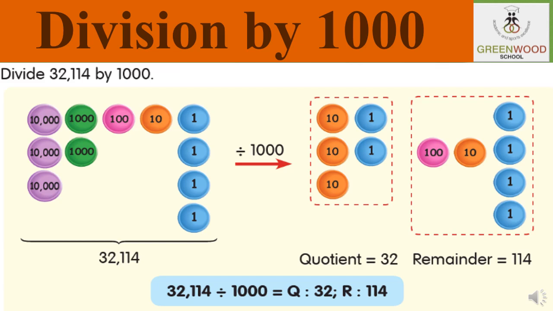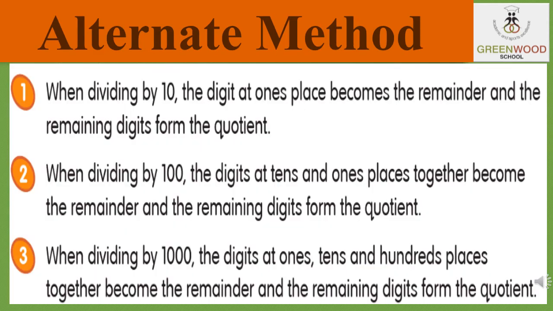Now look at 10,000 and 1000. When 10,000 gets divided by 1000, 3 zeros get cancelled, so it becomes 10. And when 1000 is divided by 1000, we get 1. So 32 becomes our quotient while 114 becomes our remainder. So I can say that when 32,114 gets divided by 1000, we get quotient as 32 while remainder as 114.